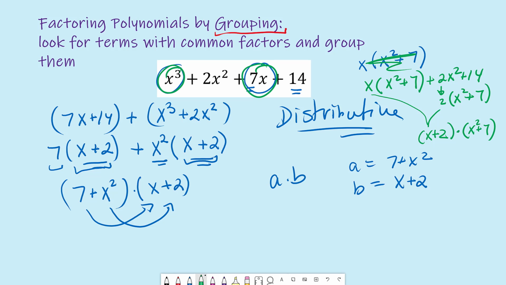So I went through this last path a little more quickly, but basically in all three paths we were doing the same thing. We were looking for two terms that had a common factor, grouping them together, pulling out the common factor, and then looking at the second group and seeing if we can pull out a common factor and whether that ends up with us having a situation where we can factor the polynomial completely.